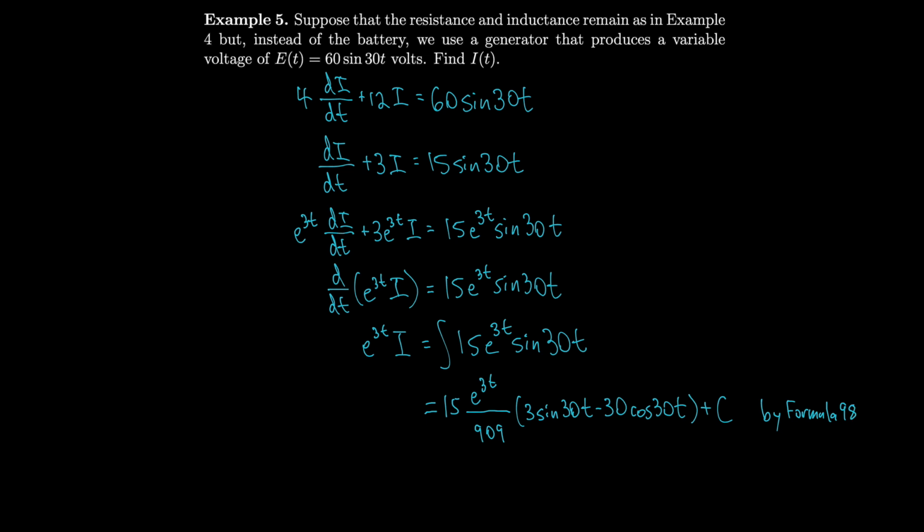So that means that we can divide and get I by itself. We get that I is equal to 5 over 101 times sine of 30t minus 10 times the cosine of 30t plus our constant times e to the minus 3t.